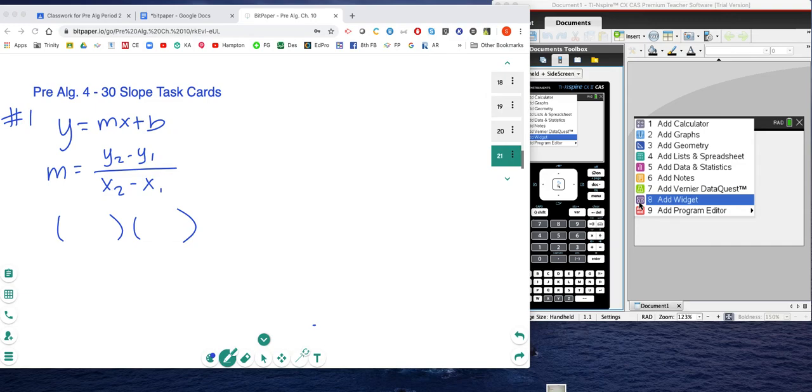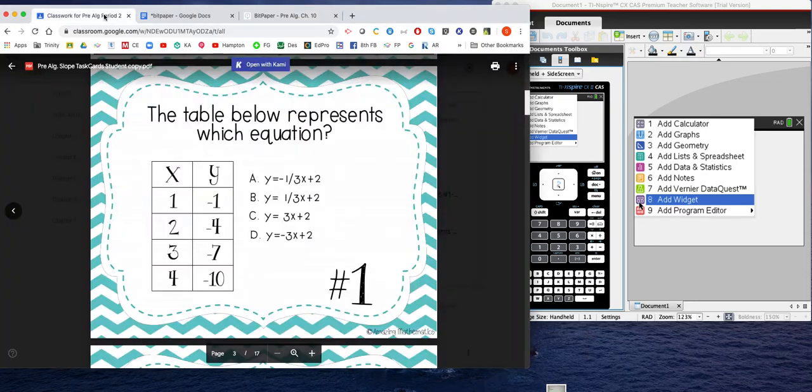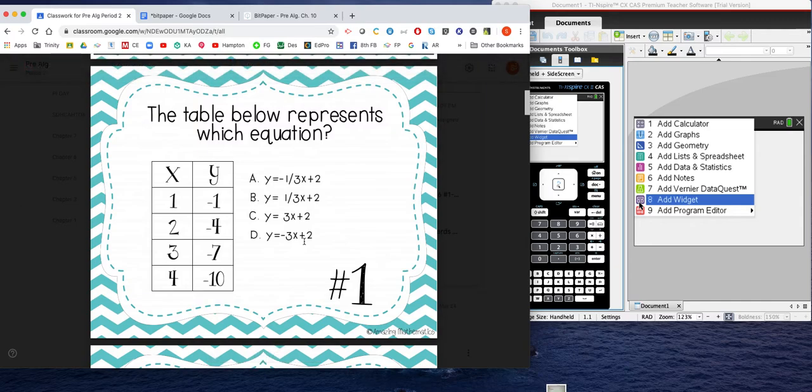Going to review slope, and you're going to be doing some slope task cards. So the first thing that you're going to do is open up the PDF and look at question number 1. Now you're going to notice that we have a table of ordered pairs, and we have 4 possible options for the equation of the line.